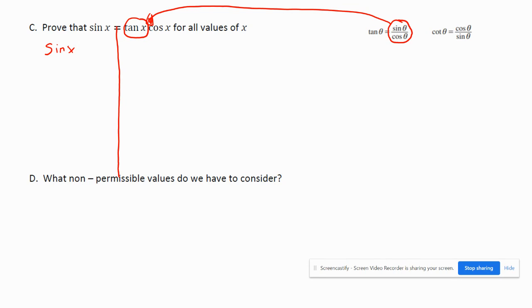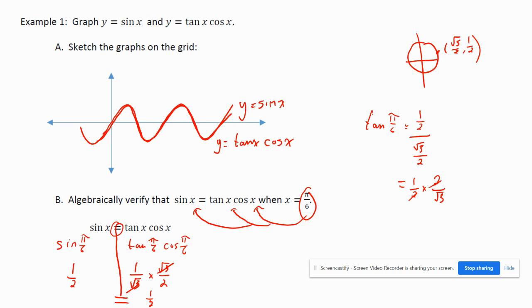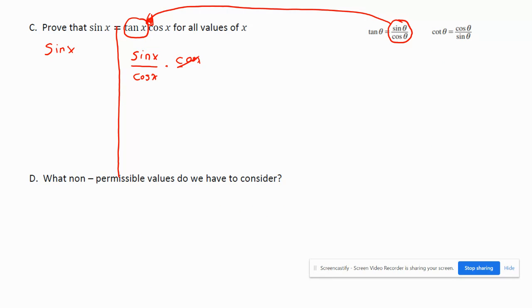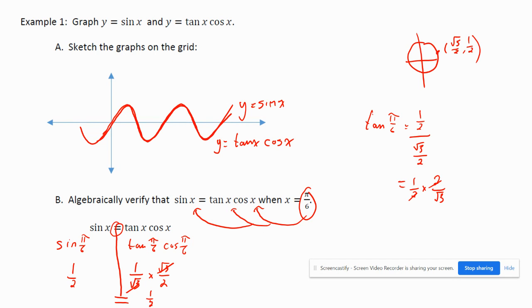And we're going to take tan x and replace it with sine x over cos x. So this is going to be sine x over cos x times cos x. And what we see here is these cosines cancel out. So now on the right-hand side we have sine x. On the left-hand side I have a sine x, and on the right-hand side we have a sine x over here. So we've shown that the left side equals the right side.